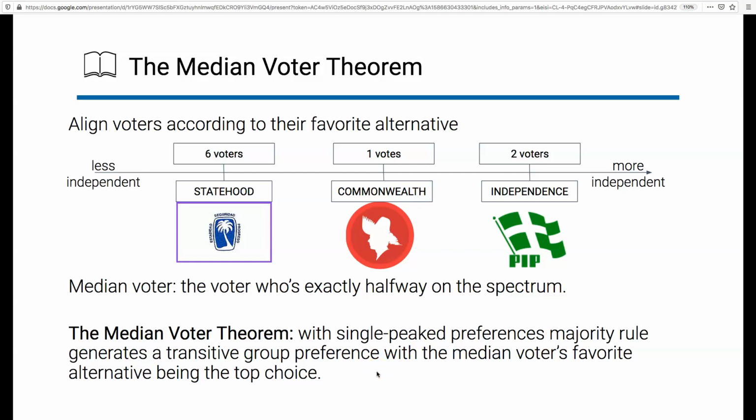So if the median voter prefers Commonwealth, then we can go ahead and safely use the majority rule and Commonwealth will win. If the median voter prefers statehood, then statehood will win by pairwise comparisons.